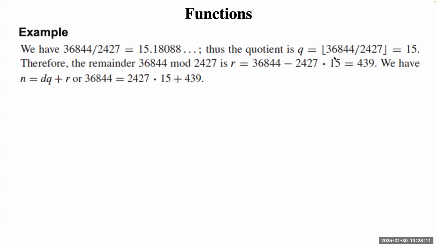So if he takes the original number, 36844, and subtracts from it what he divided into it, the 2427 times 15, which is the result of taking the floor of the division of the two things, that'll give you a number a little bit smaller than 36844, or at worst case, the same as 36844. And that difference is your remainder. So the n = dq + r becomes 36844 is equal to 2427 times 15 plus 439.